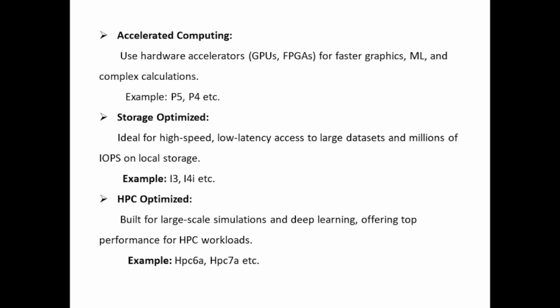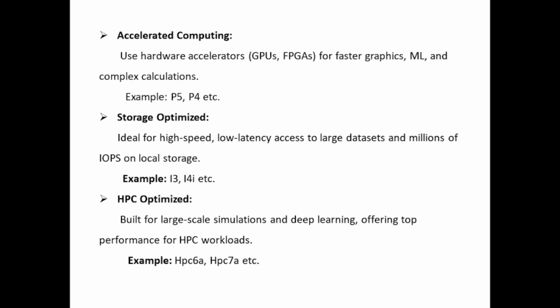Storage optimized instances are built for workloads that need high speed, low latency access to large data sets and can handle millions of IOPS. Think of them as the go-to choice for data warehousing, big data analytics, or high performance databases. Examples: I3, I4I, etc. HPC optimized instances: if we are running large scale simulations or doing deep learning, these instances are designed to deliver the best performance for high performance computing.